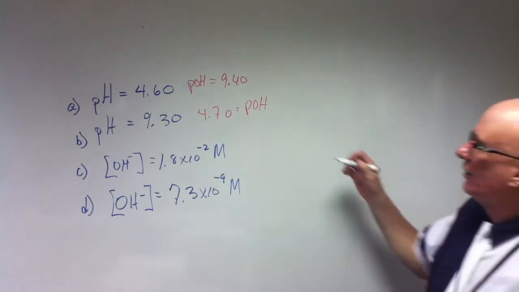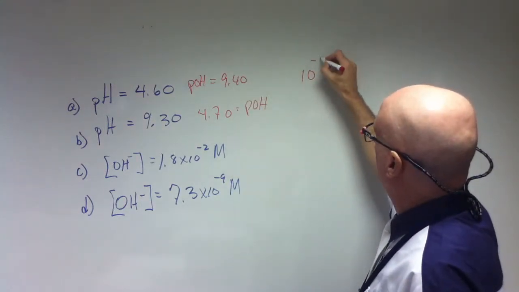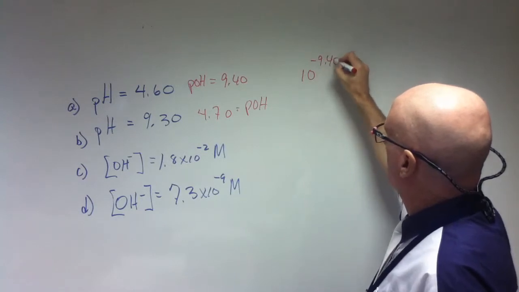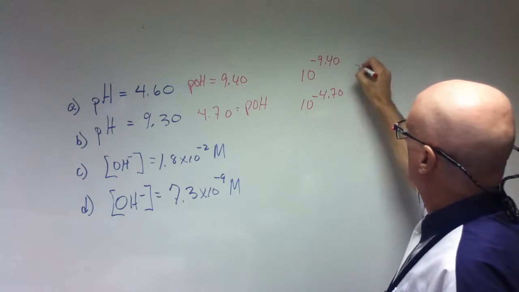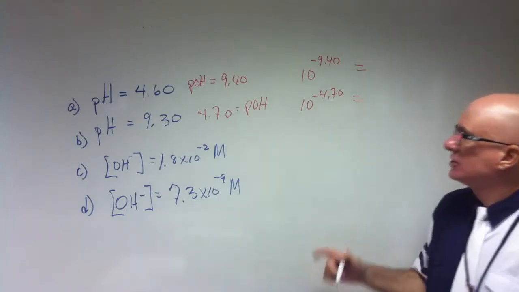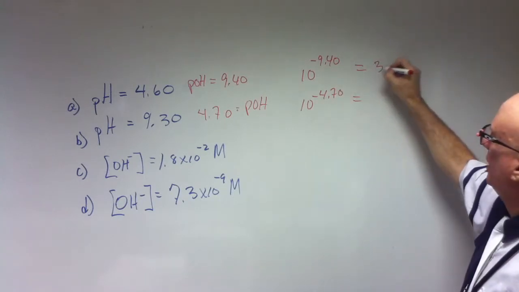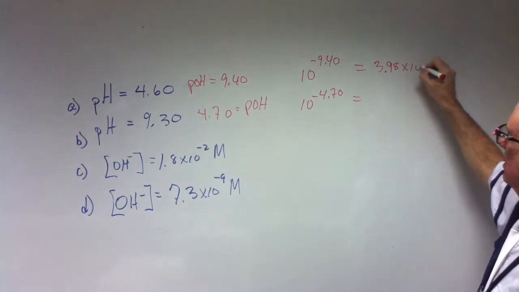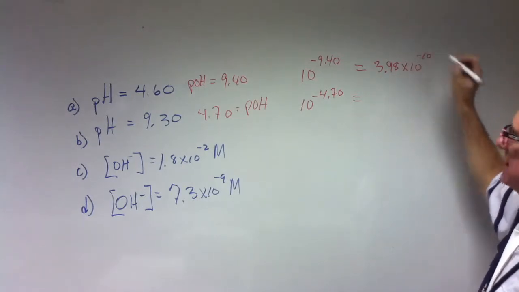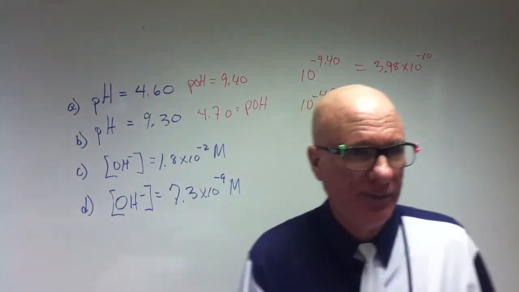Okay, so now, if I'm going to take this, I'm going to say 10 to the negative 9.40, 10 to the negative 4.70. Clear? All right, so that's going to be equal to what? 3.98 times 10 to the power of negative 10. Is that correct? Yes.